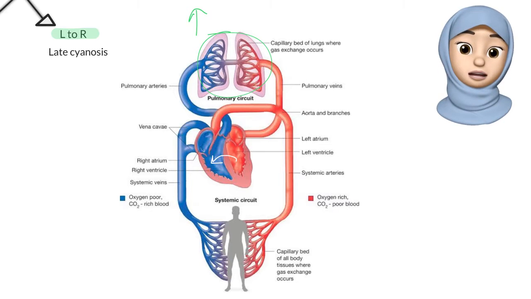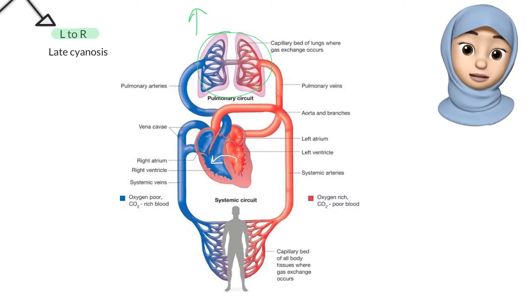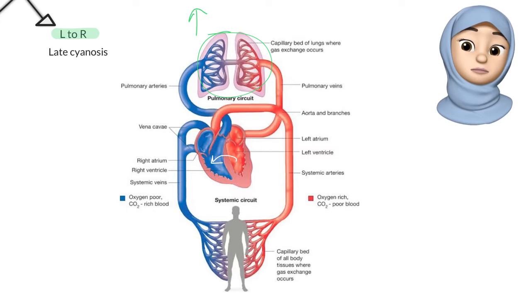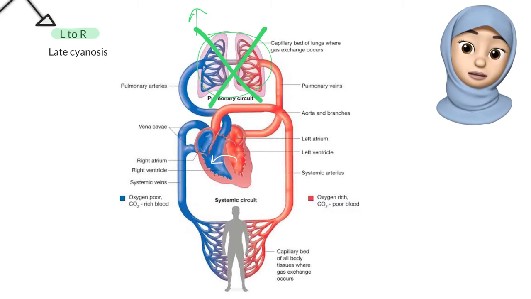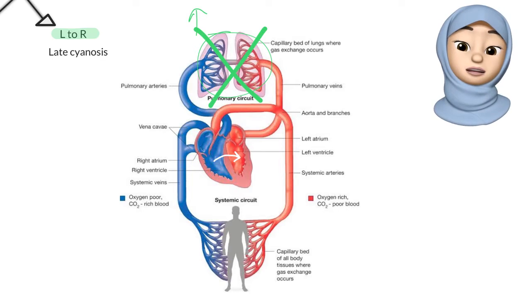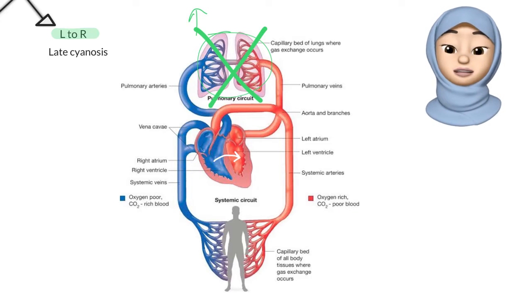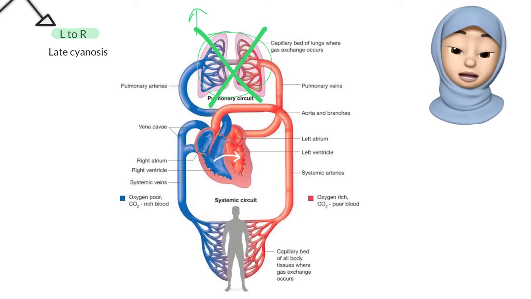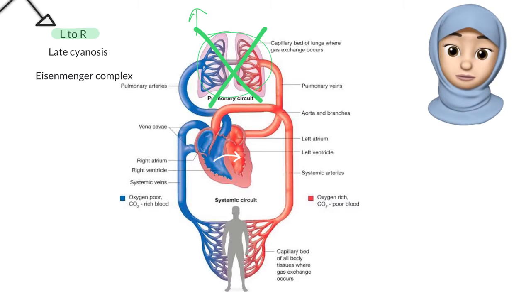This high pressure that has developed in the pulmonary circulation causes a bypassing of the pulmonary circulation with a shunt reversal. So now blood flows from the right side of the heart directly to the left side of the heart, resulting in late cyanosis. This shunt reversal due to the pulmonary hypertension is known as Eisenmenger complex.